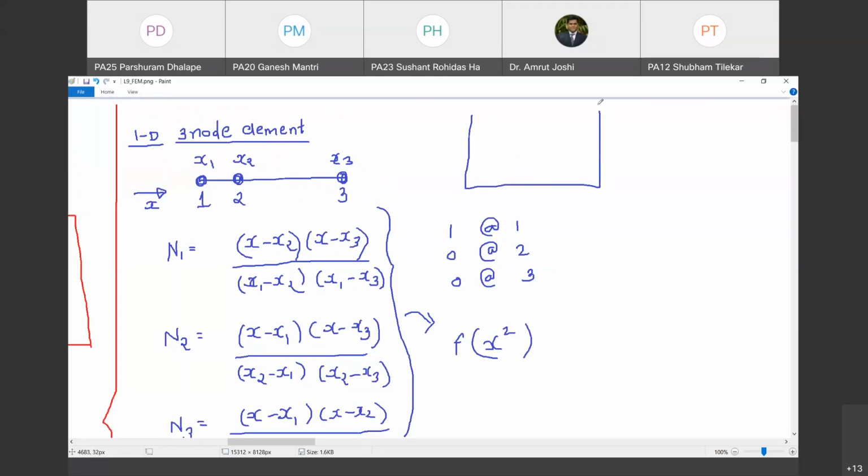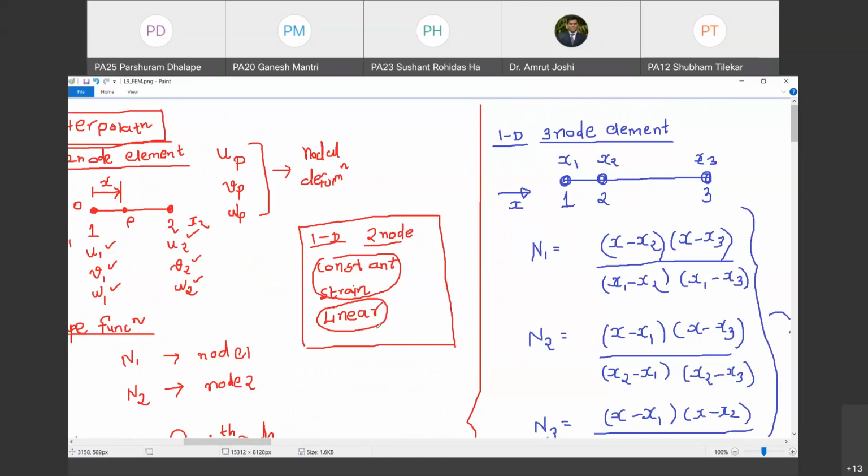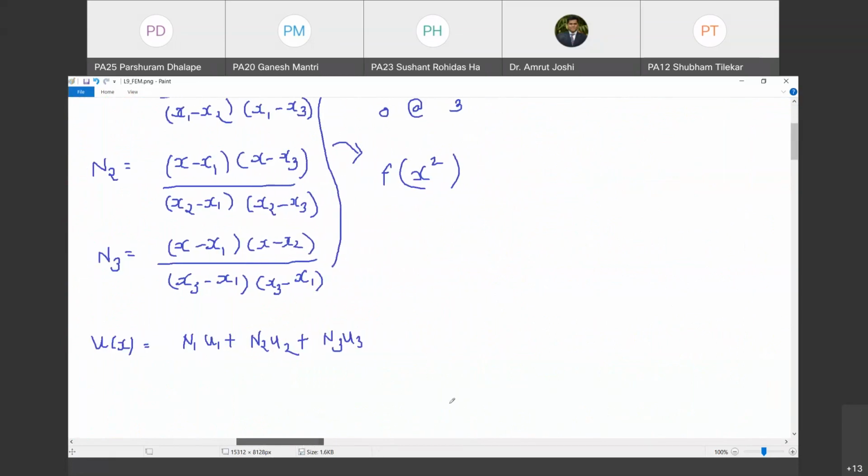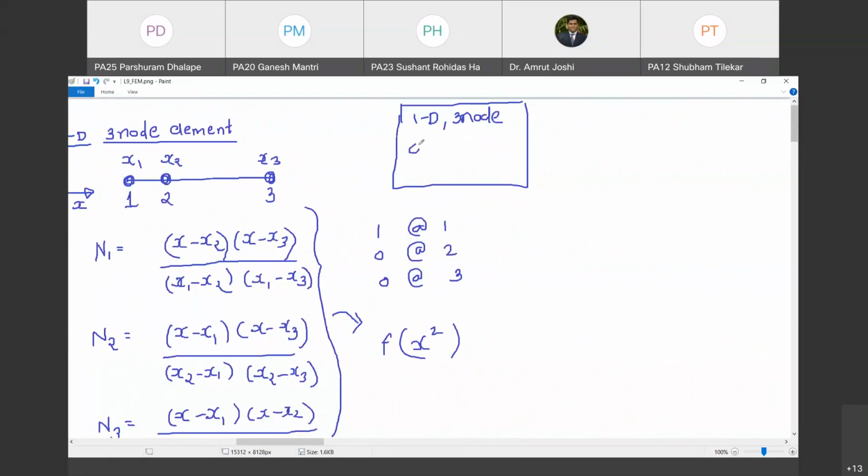We will tell you the descriptor, and we will stop here for today. So what is the descriptor? It is 1D, no doubt. It is 3 node, no doubt. But it is not a linear element. The displacement is not varying linearly because displacement within the element is n1 u1 plus n2 u2 plus n3 u3. u1 u2 u3 are constants, but n1 n2 n3 are functions of second power of x. So therefore it is a quadratic element. Do you agree with me?